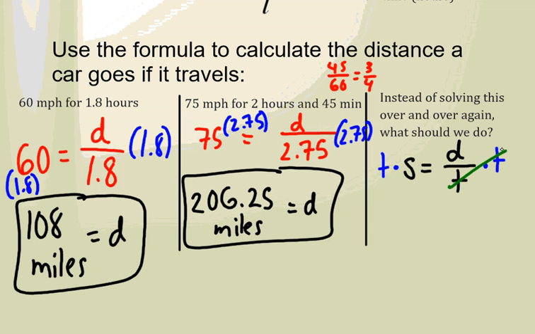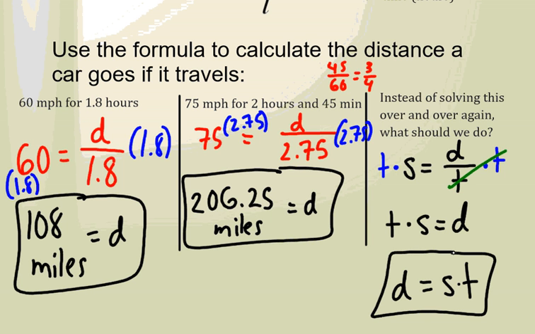Then this t and that t are going to cancel out, and I will get the formula that time times speed is equal to distance. So if I want to write it with distance first, distance is equal to speed times time, which is the most normal way that you hear that. So that's the formula that I can use. Then if I'm given the speed and the time, I just take the speed and I multiply it by the time. That's what I always end up doing anyway.